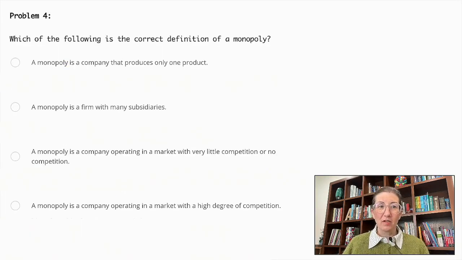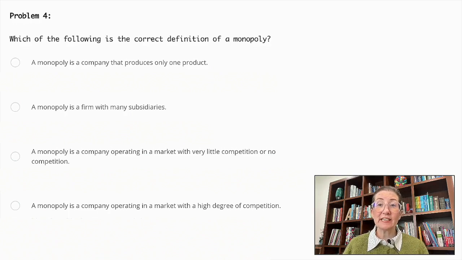Problem number 4. Which of the following is the correct definition of a monopoly? A monopoly is a company that produces only one product. A monopoly is a firm with many subsidiaries. A monopoly is a company operating in a market with very little competition or no competition. Or a monopoly is a company operating in a market with a high degree of competition.